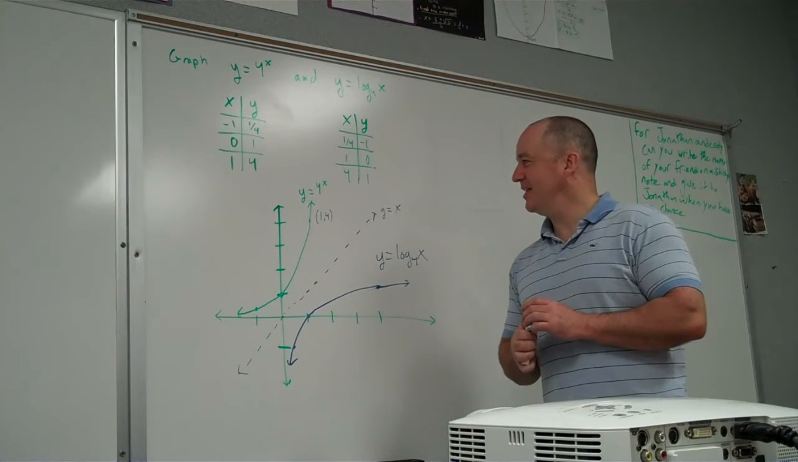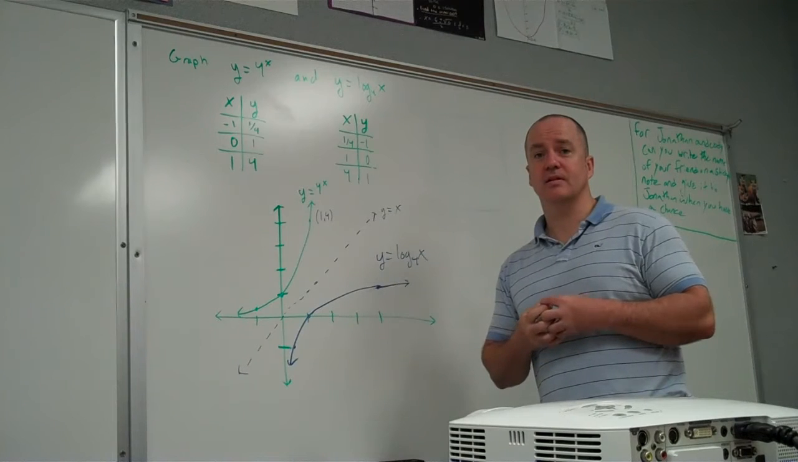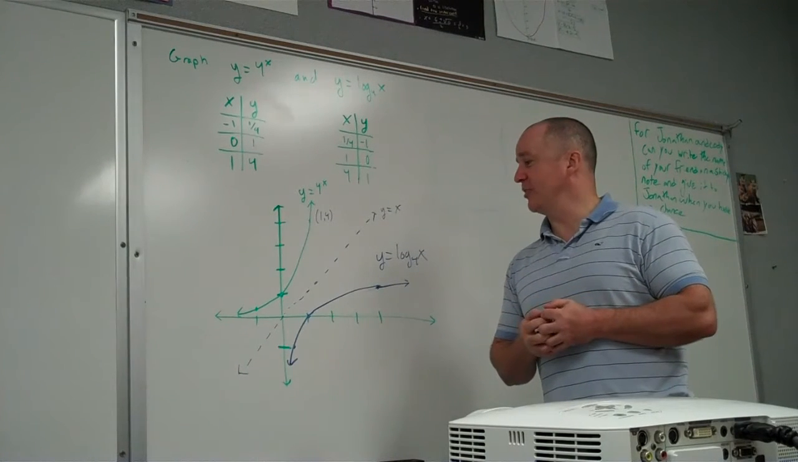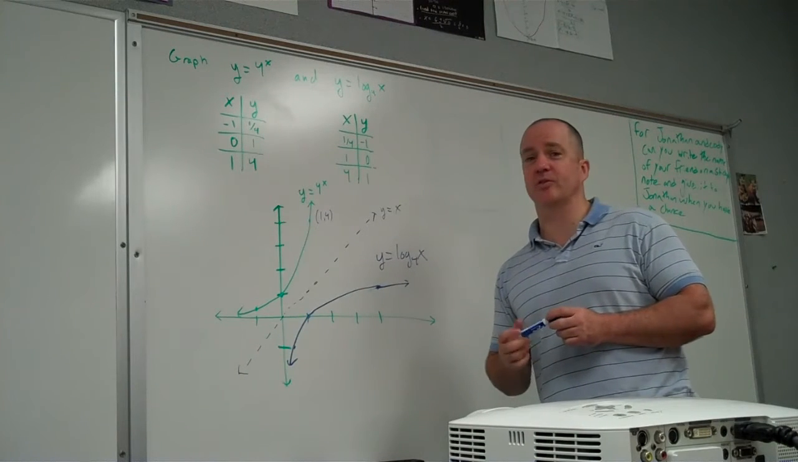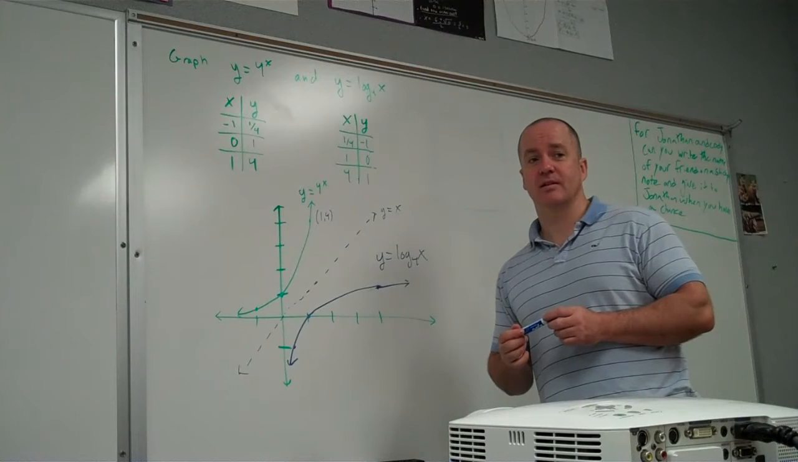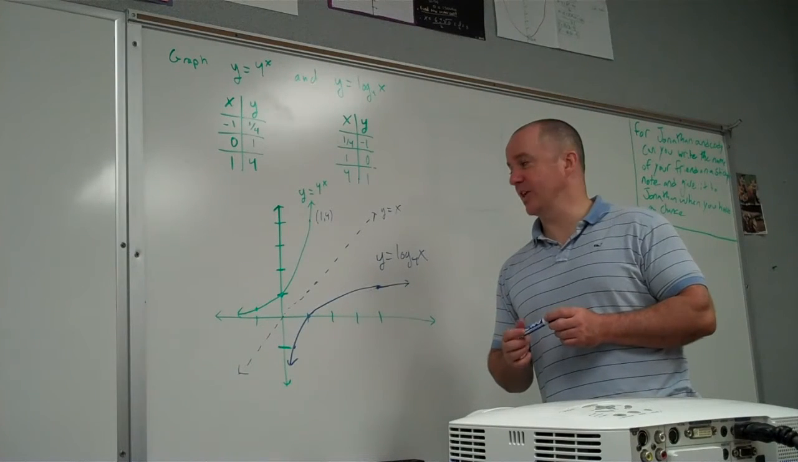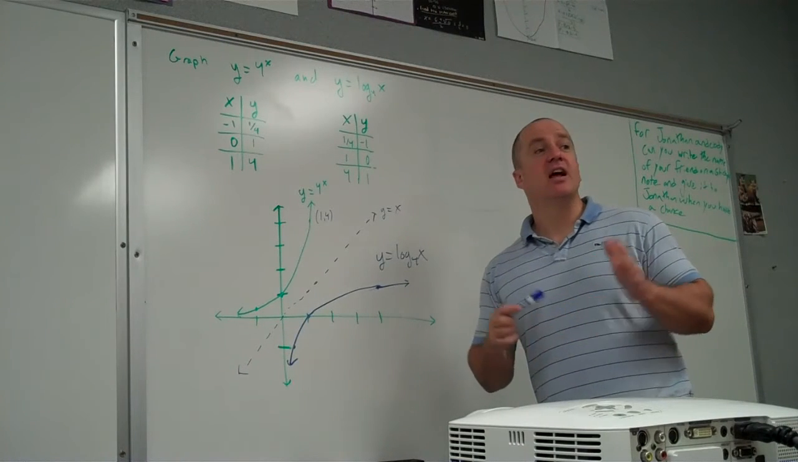So if you know you did it right, it's because you see the reflection of the other one. You see the reflection about the line y equals x, which is always a 45-degree angle line going through the origin. Double check. Okay, a couple of other points.